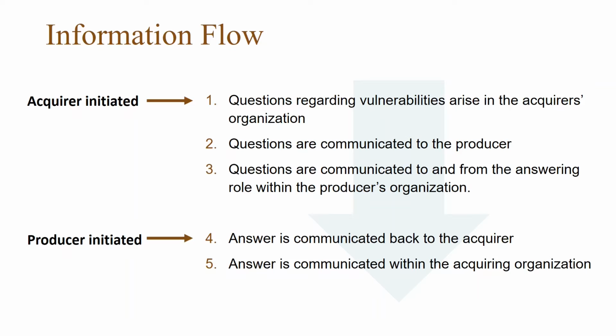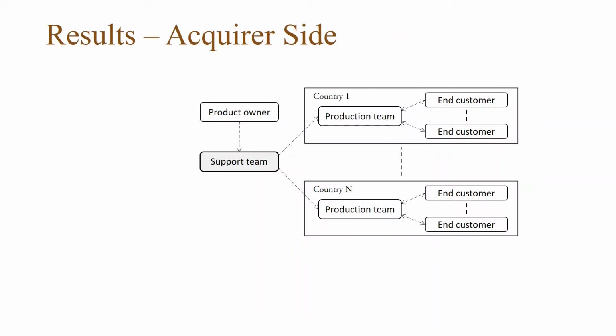This is the steps taken when the acquirer initiates the question, but you could also have the case where the producer is preemptively sending an answer regarding a vulnerability to the acquirer. And in that case, we start at the fourth step in our communication flow here. We give a very brief summary of the results. For details, you can refer to the paper.